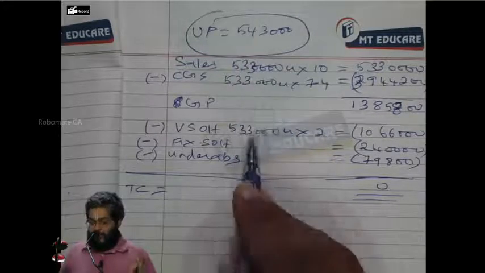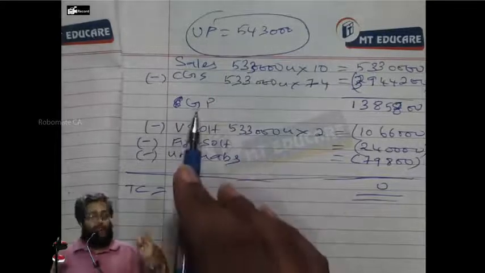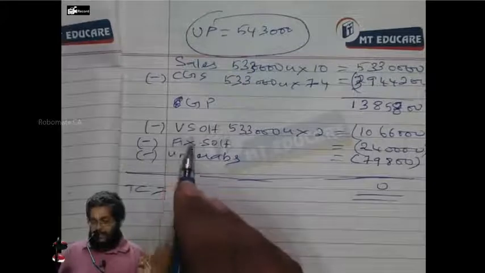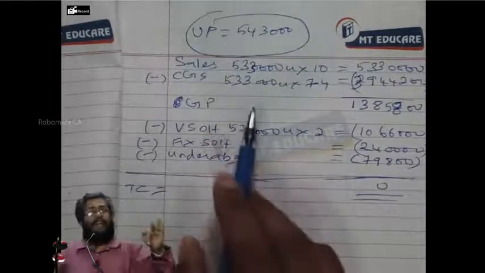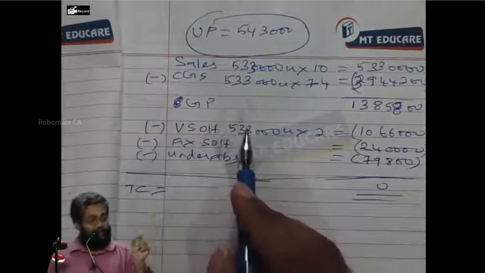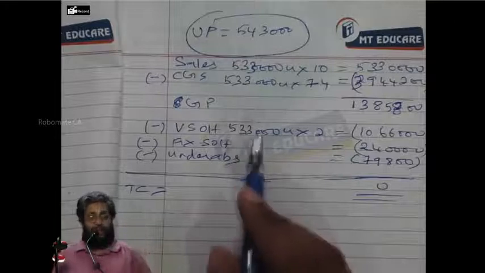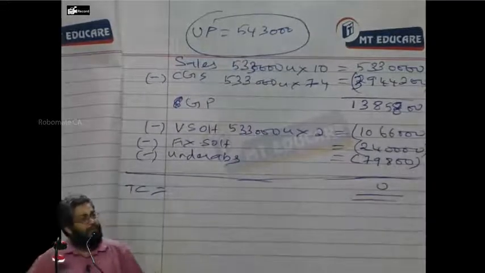Cost of goods sold plus variable selling overheads, that means variable non-manufacturing overheads, plus fixed non-manufacturing overheads. But cost of goods sold has absorbed overheads, not actual. So we have to add under absorption and subtract over absorption. Yes or no?